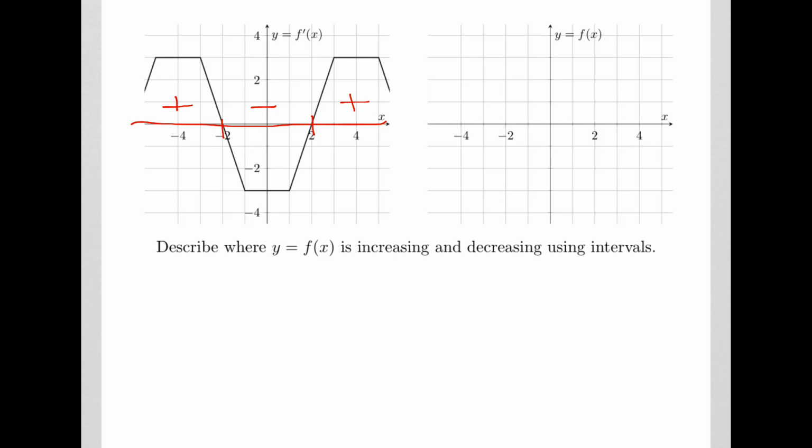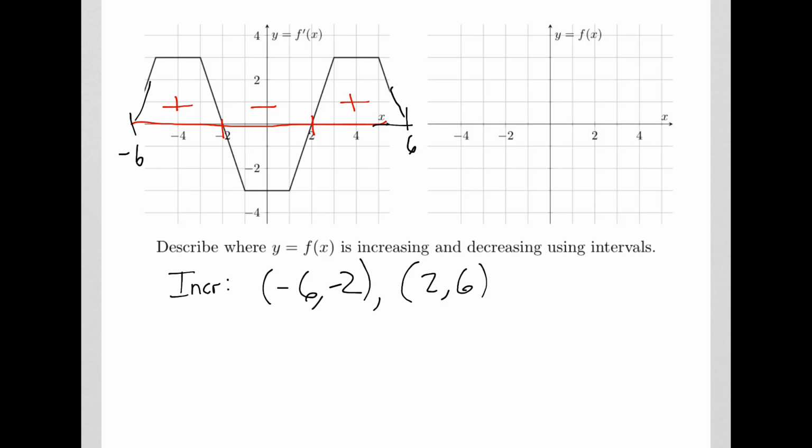But what I can say, let's just have this extend out to 6 and minus 6. It's about where it's headed. So my function, the original function, that's the accumulation, f of x is going to be increasing on the intervals where I was positive, so negative 6 to negative 2, and also on the interval 2 to 6, and it's decreasing on the interval negative 2 to 2.